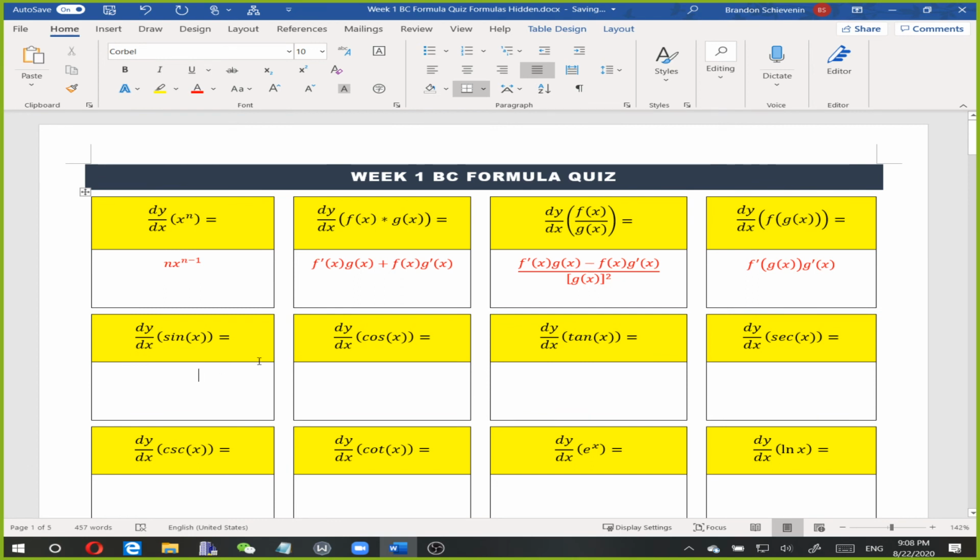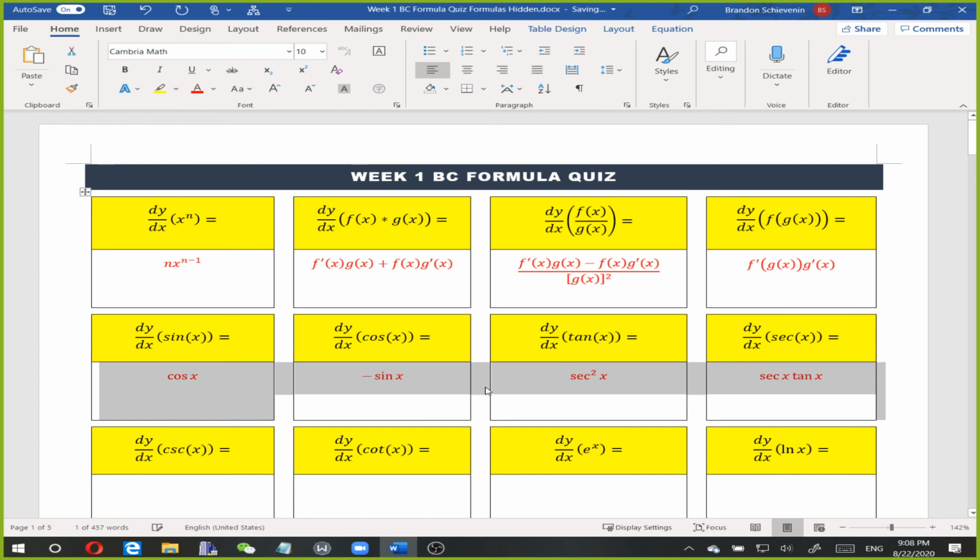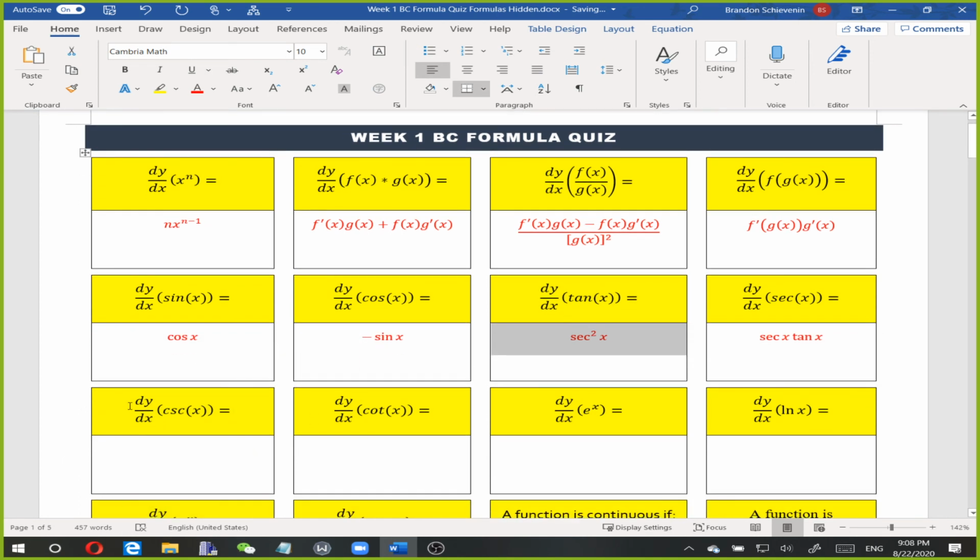Okay, Kyle, if I derive cosine? If I derive tangent? Okay, and if I derive secant? Perfect. Kelly, cosecant? Okay, and Kyle, cotangent?